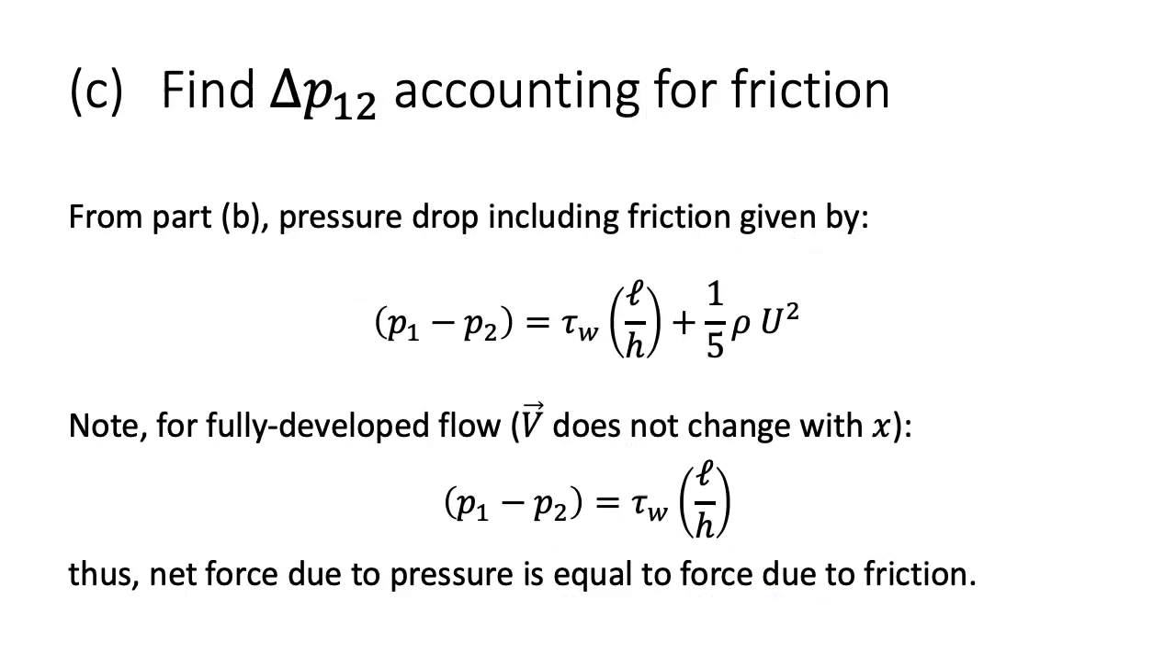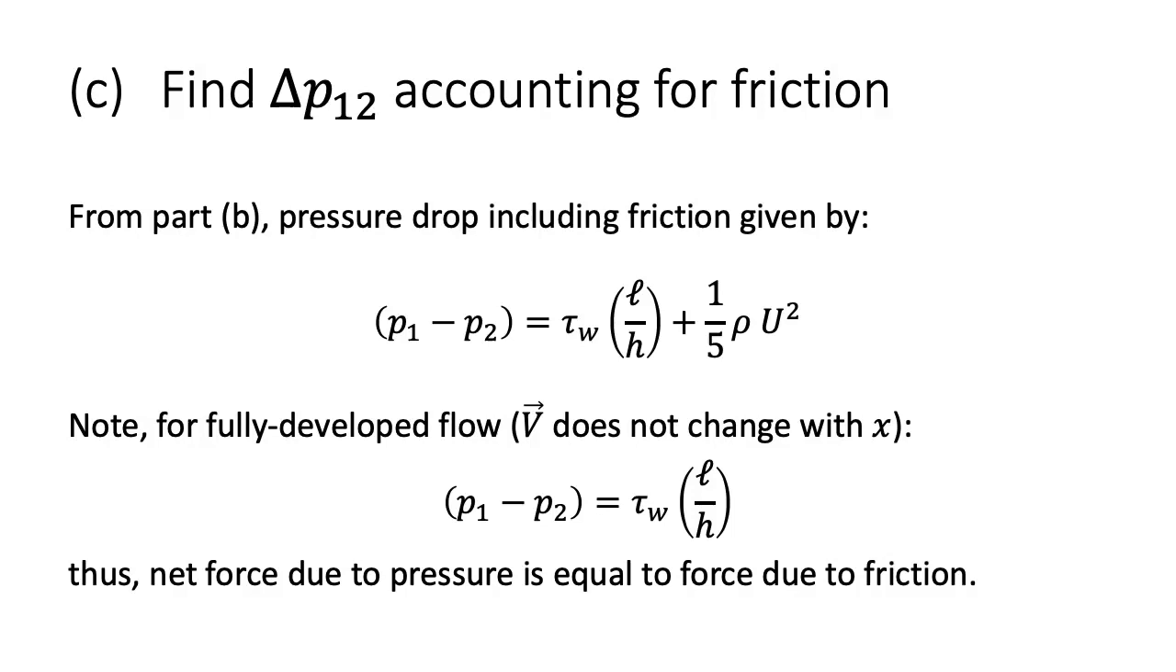For part C, discuss if the pressure drop would be higher or lower if friction is accounted for. Looking back at our result for part B, we see that if we account for the friction term, the calculated pressure drop would be higher. This makes sense because there would be an additional pressure force to overcome the force due to friction to push the flow through the channel.